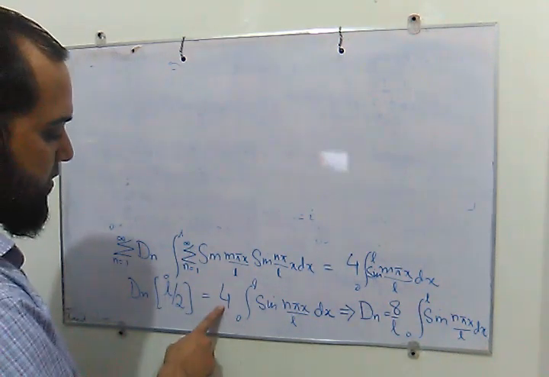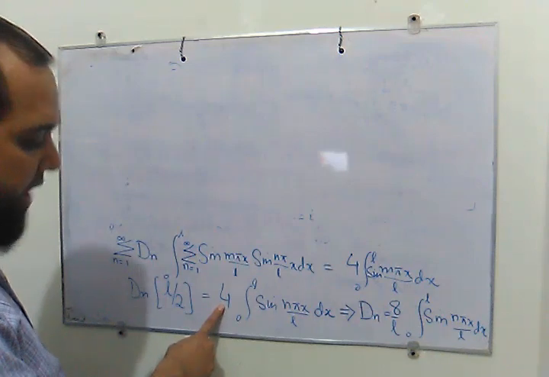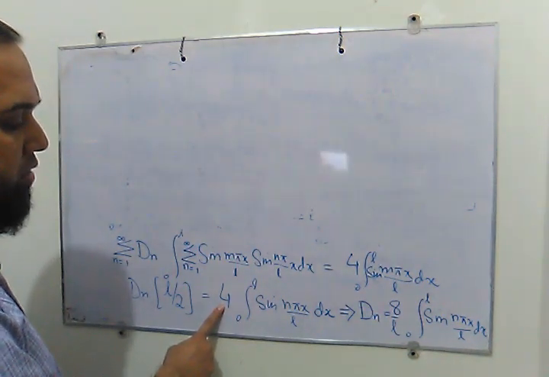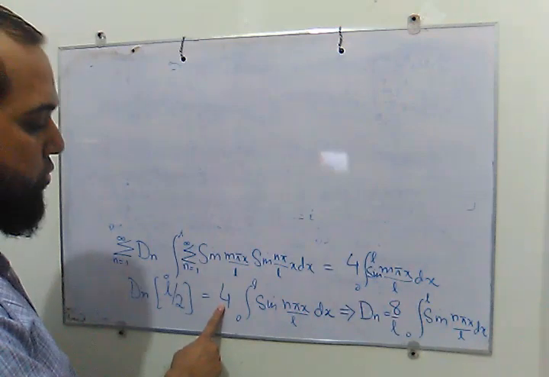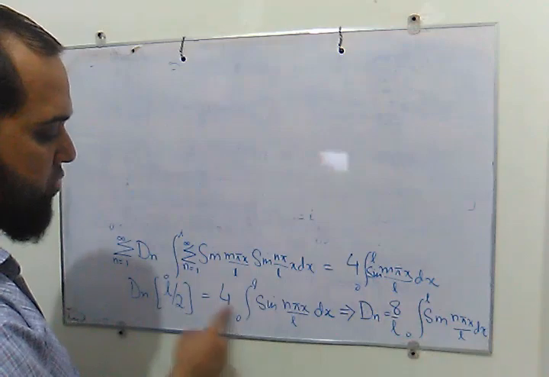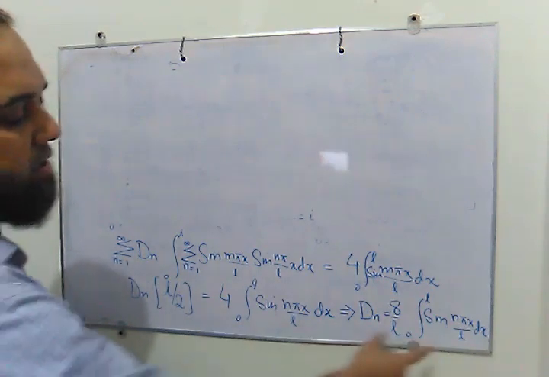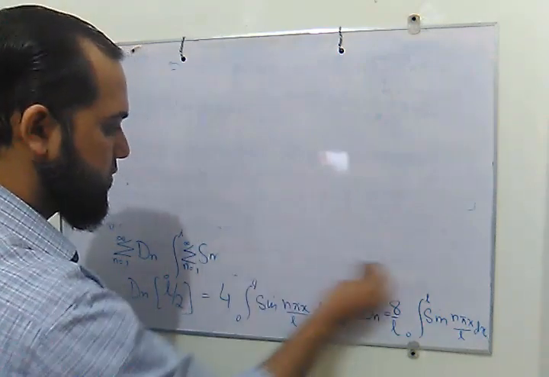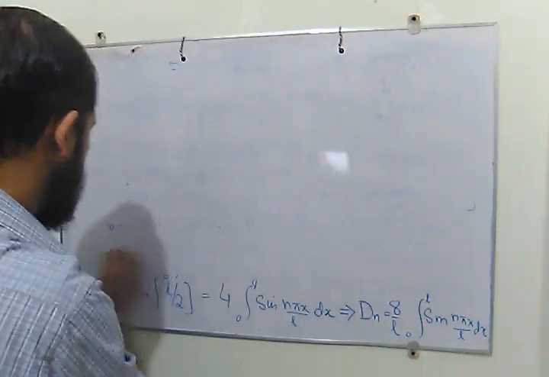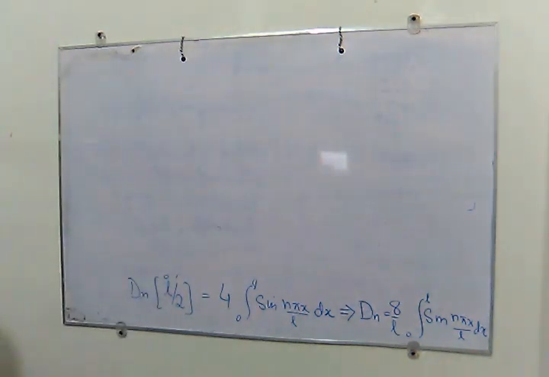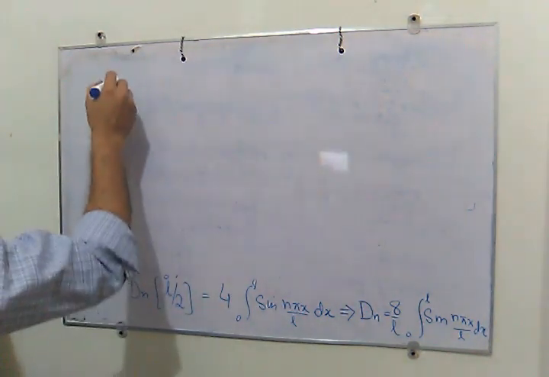Now if we have a function of x here, for example x square or x cube in place of 4, then we would use integration by parts. But since this is a constant, I took the constant outside, and this is a simple integral to solve. So now we are going to find out what dn will become.